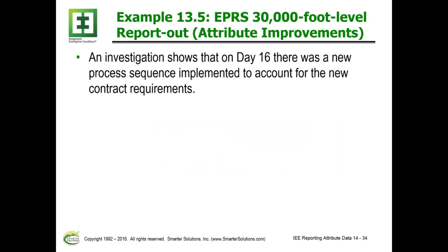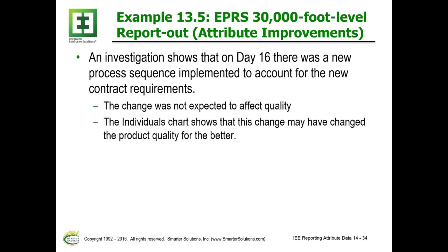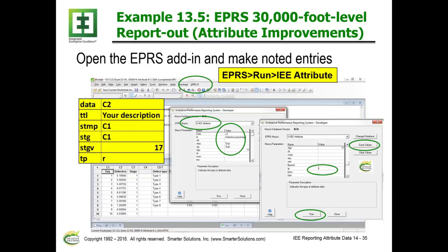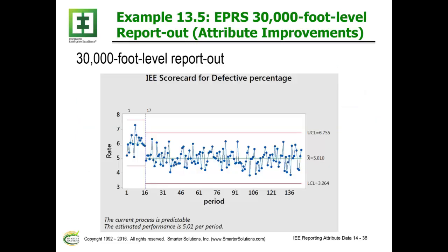So investigating, a new process sequence was implemented to account for the new contract requirements. They didn't expect it to affect quality, so it looks like we might need to go in and look at an individual chart with staging. If you go in the IEE attribute, enter these values that are shown there, then we can see how we're performing. So now it's an estimated performance rate of 5.0%, about 5% non-conformance.